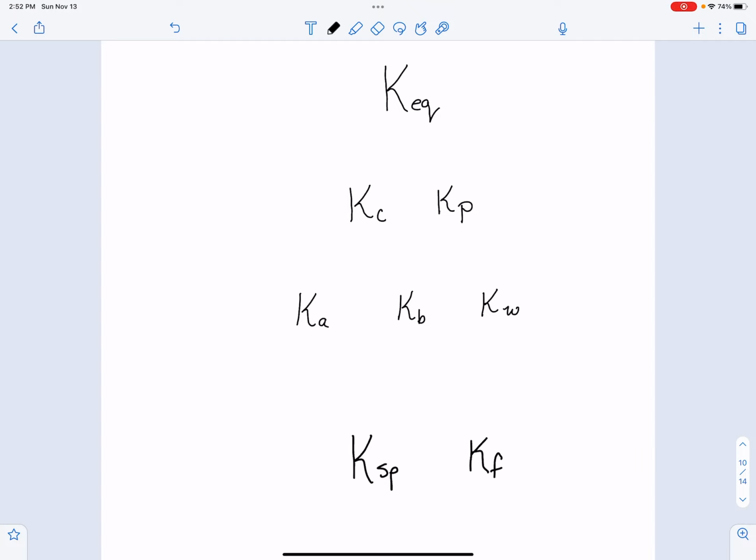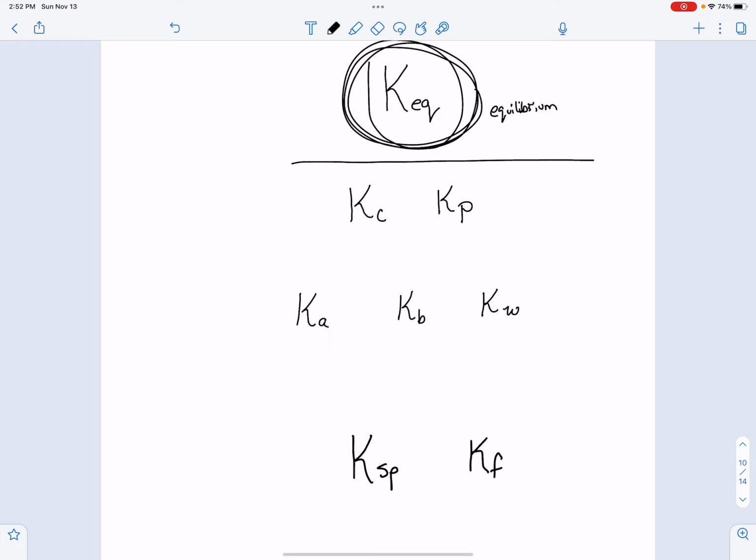So when you very first talk about equilibrium, this is the most generic way to talk about equilibrium, the EQ standing for equilibrium. So any equilibrium is just a catch-all term. They would be like that Keq. Now it's not super clear if we're talking about concentration or pressure or what, but it's just an equilibrium. It's a catch-all kind of term. And then underneath that, we have all these other types.